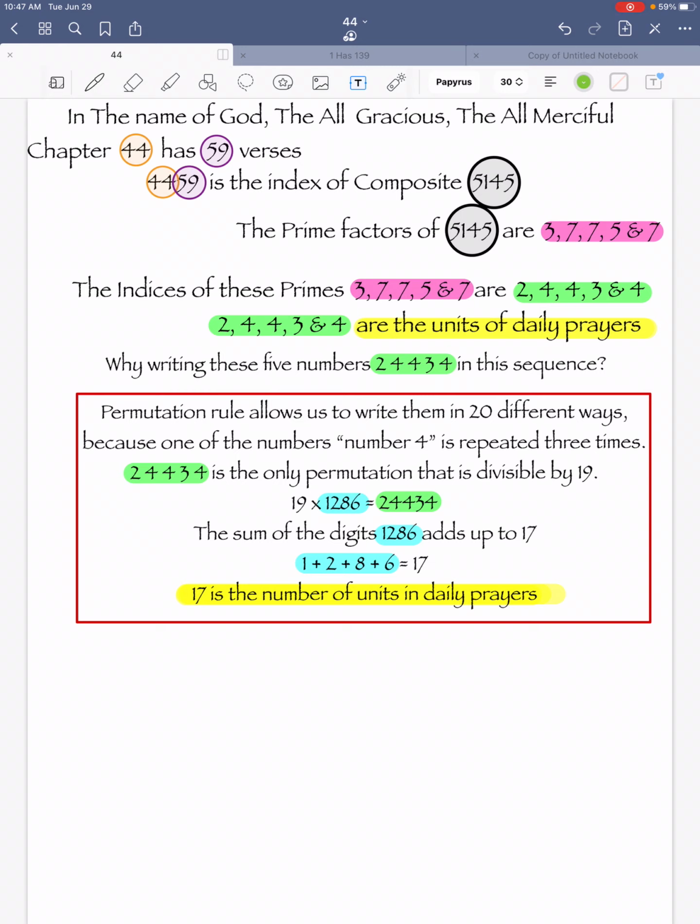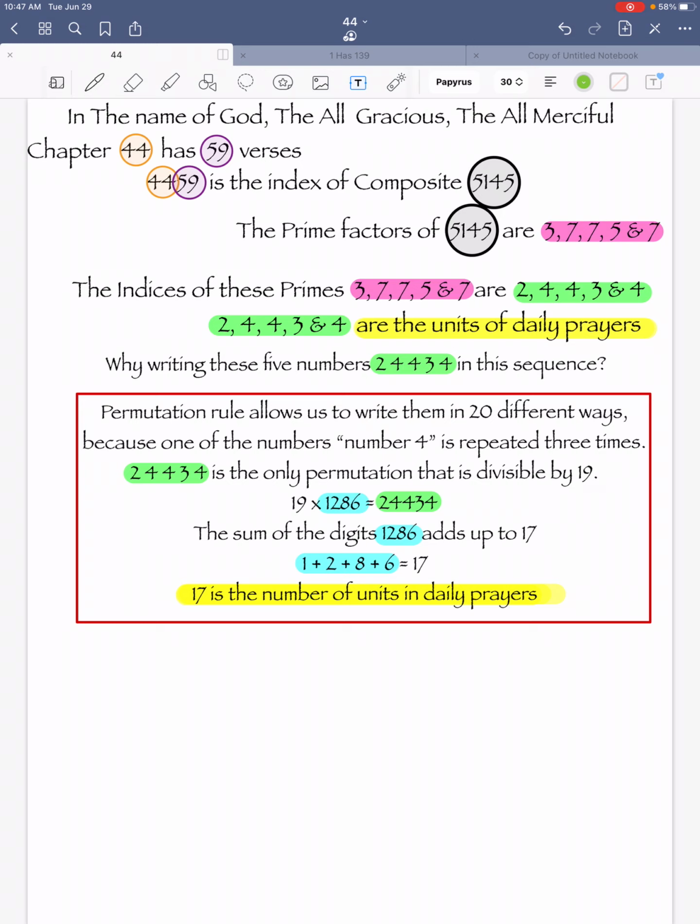And the sum of the digits of 1286 adds up to 17. That means 1 plus 2 plus 8 plus 6 equal to 17. And wouldn't you know it, 17 is the number of units in daily prayers. So far, God told us mathematically in chapter 44 that there are 5 daily prayers and 17 units in those 5 daily prayers.